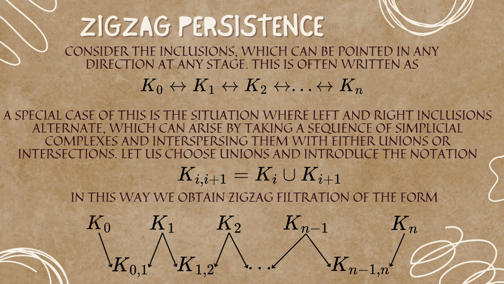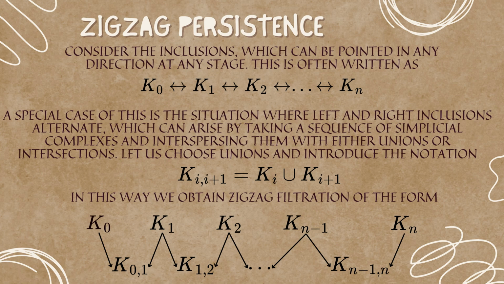A limitation of the standard persistent homology approach is that it requires each simplicial complex to be a subset of the next one. This means that at every stage we can only add new simplices to the previous complex. However, in temporal graphs like our family trees in Once Upon a Time, we don't really have this feature.